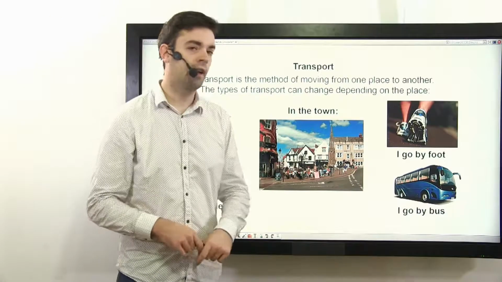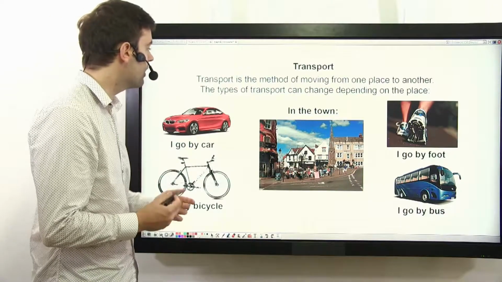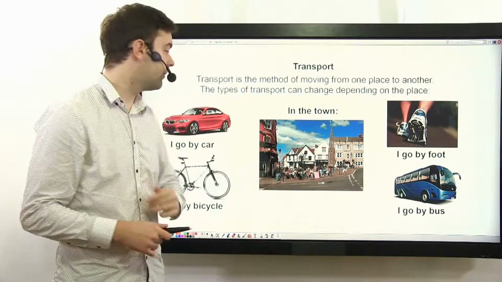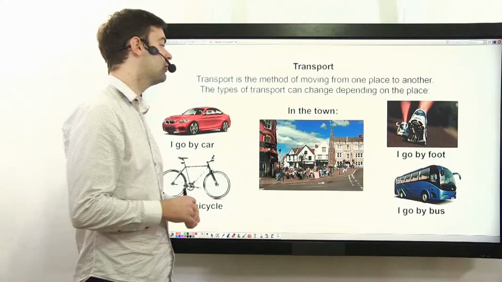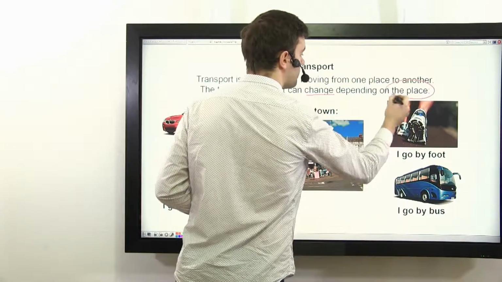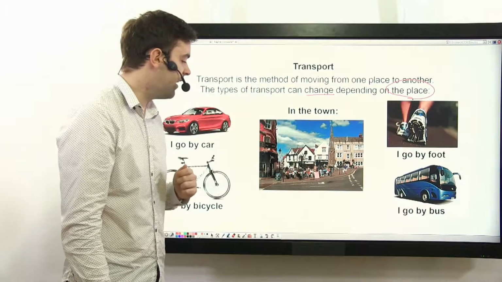So now let's take a look at transport. What is transport? Well, transport is the method of moving from one place to another. The types of transport can change depending on the place. So let's take a look at the town.